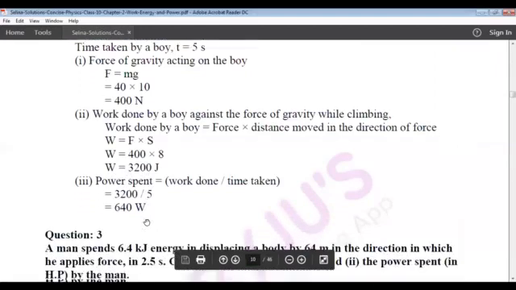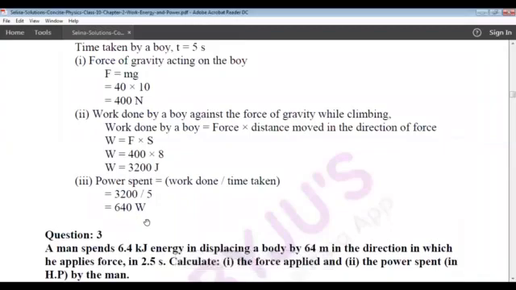Next one, power spent. Power, we have the formula, that is work done divided by time taken. And work done is how much? We have found the work done. Work done is 3200 joules divided by time taken, 5 seconds. Therefore, the power spent by the boy is 640 watt.